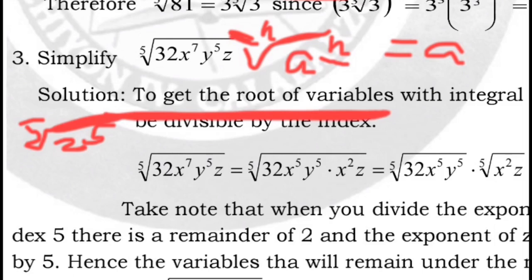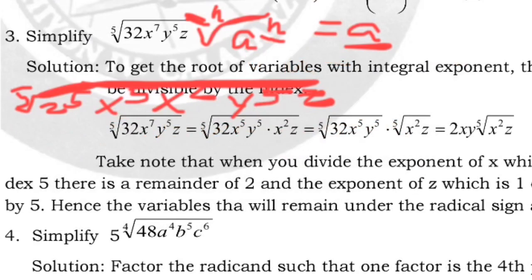Then x to the power of 7, this is x to the power of 5 times x squared. Then copy y to the power of 5 since they are just the same. Then z. Then applying the nth root of a to the power of n is equal to a, we can have the fifth root of 2 to the power of 5 as 2. Then the fifth root of x to the power of 5 is x, so 2x. Then the fifth root of y to the power of 5 is y.